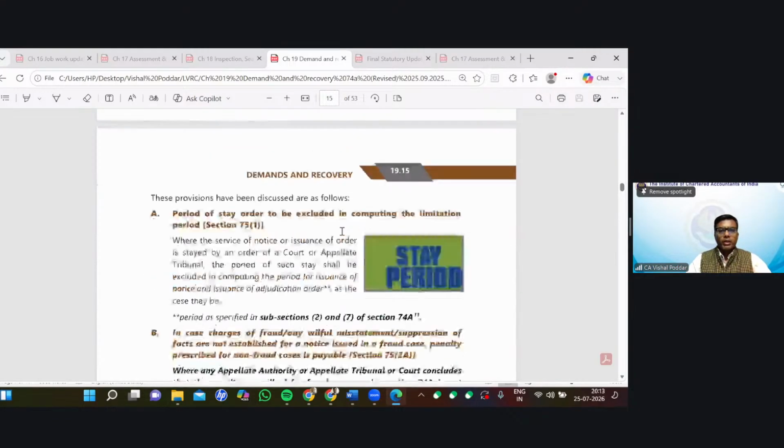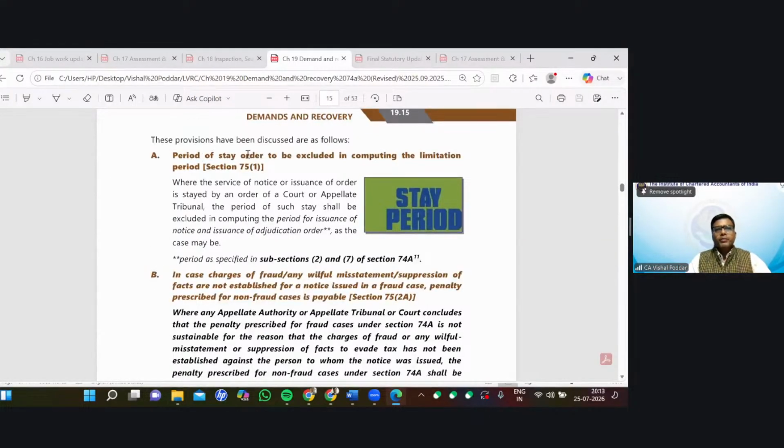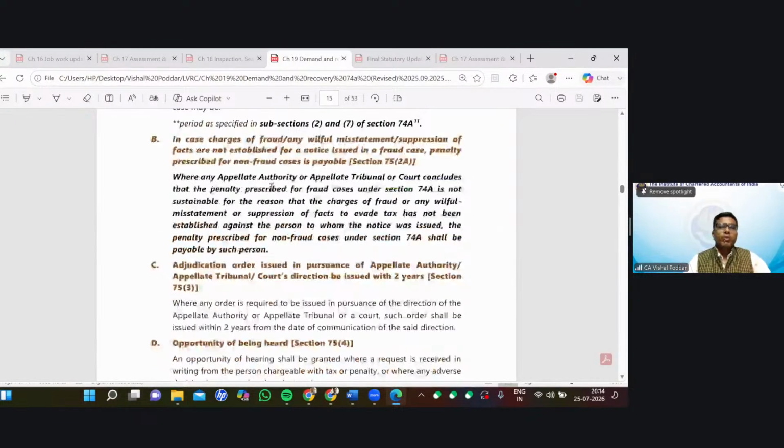So what are these precautions? First, period of stay order to be excluded in computing the limitation. Now let us say you have gone to the court, and the court has put stay on any of the proceedings. So for whatever period the court stay is in force, that much period will be removed from the limitation period. So we saw the limitation period as 42 weeks. This 42 weeks will be, in other words, extended by the period for which the court has put a stay.